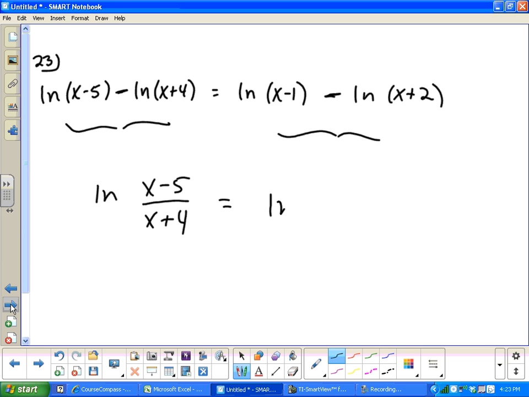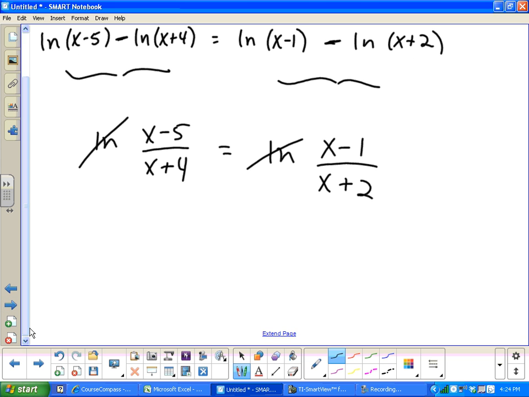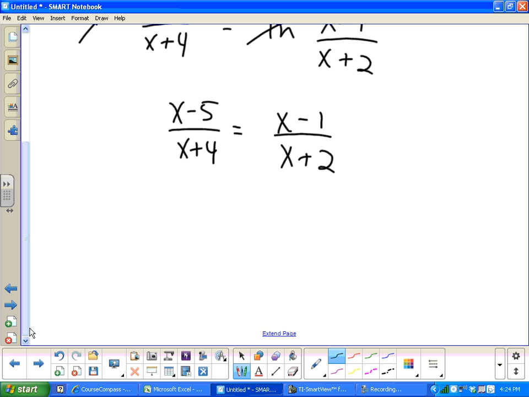Same thing on the right side. And so now it's just a single logarithm on both sides. So now I can just cancel them out. So what I'm left with here, this usually happens with a quotient, is you can usually just cross multiply. So I'm going to use the full method. Cross multiply here. x minus 5 times x plus 2.